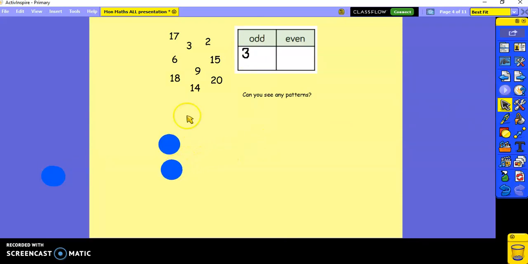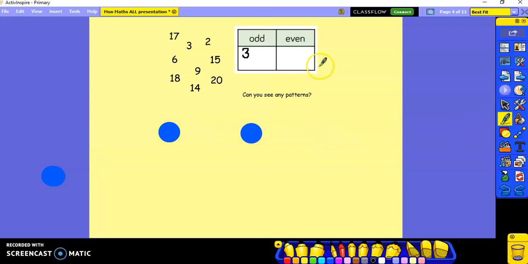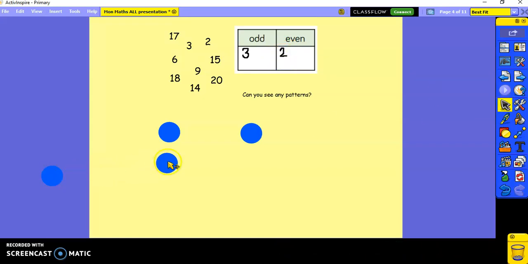Okay, let's have a look at the number 2. Can I share the number 2 between Mrs. Halligan and myself? One for me, one for Mrs. Halligan. Do we get the same amount each? Yes, we do. So there we go, 2 is even.